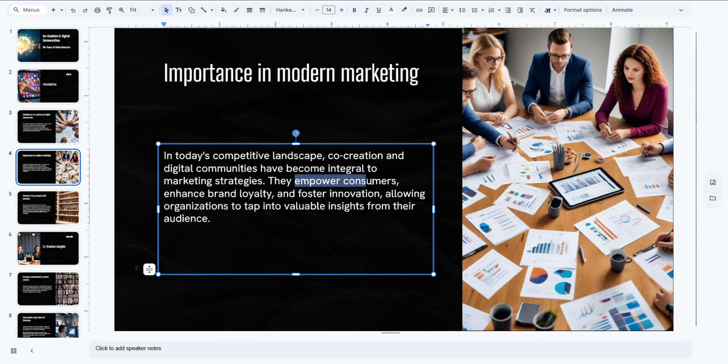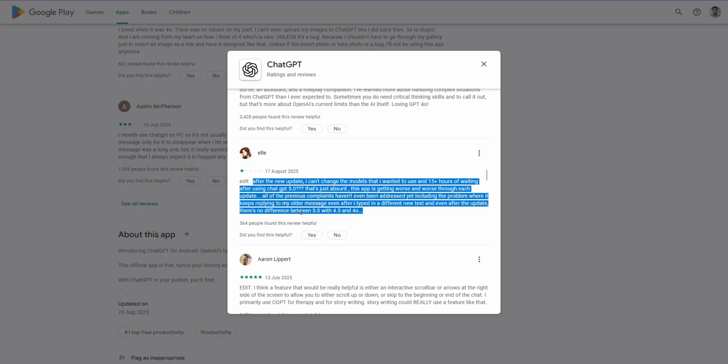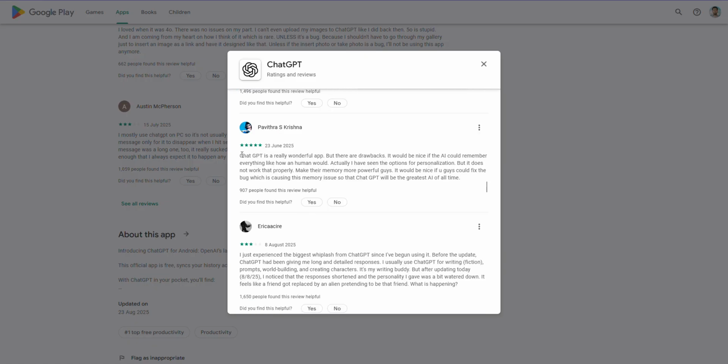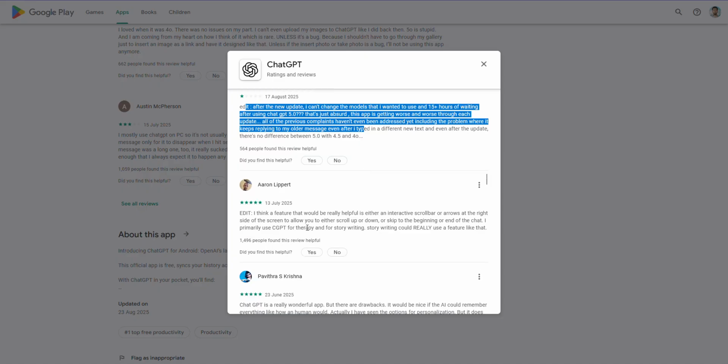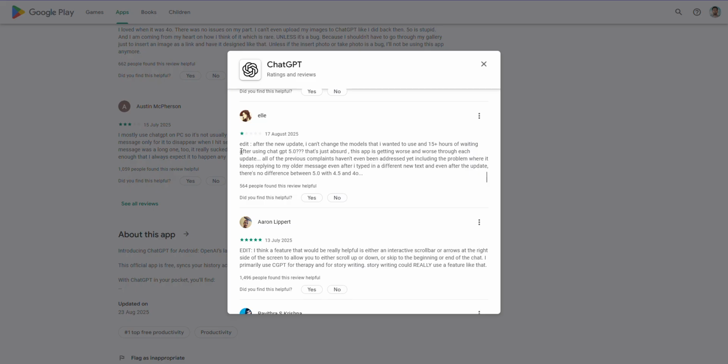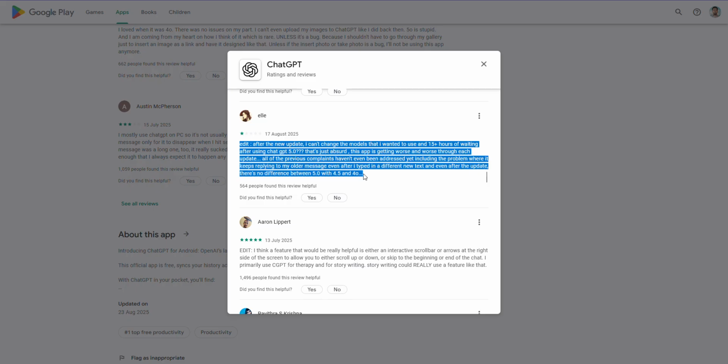So co-creation empowers consumers, enhances brand loyalty, and fosters innovation, allowing organizations to tap into valuable insights from their audience. These basically are reviews, are insights. Why they are liking it, why they are not liking it. So what the company has to do: why they are liking it, keep it. Why they are not liking it, change it. Right? It's not as simple as we are talking in the class, of course. But if we think of it that way, then it's basically as simple as: change the problem and keep the solution.